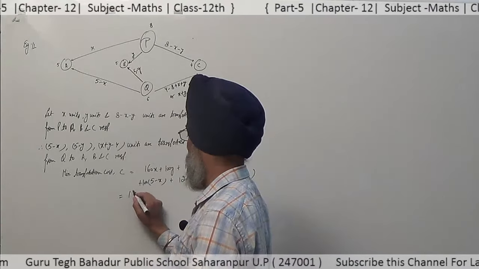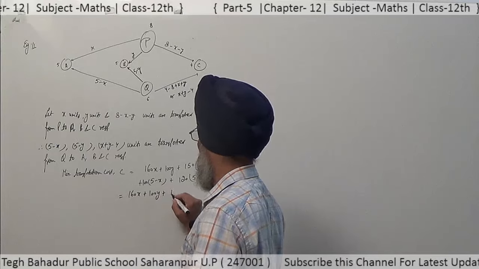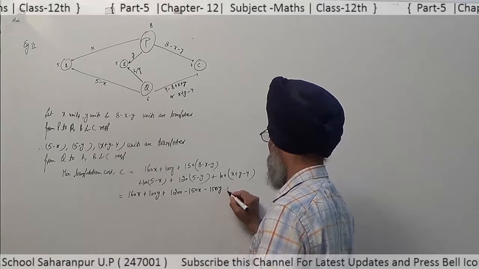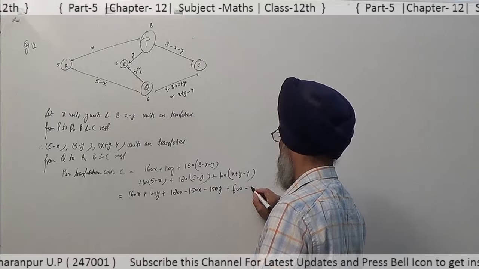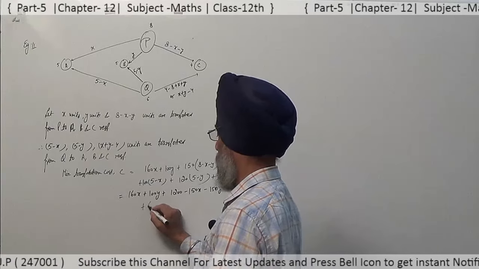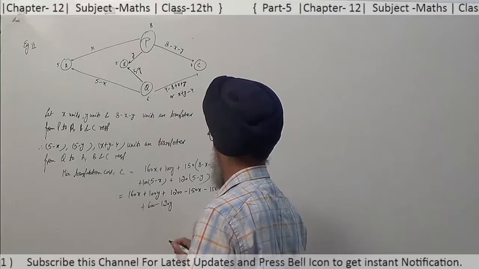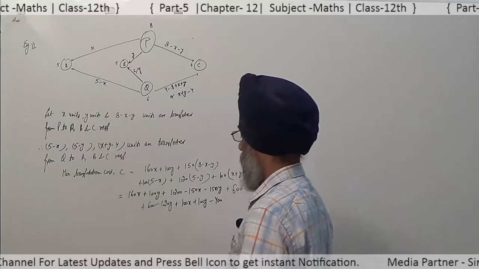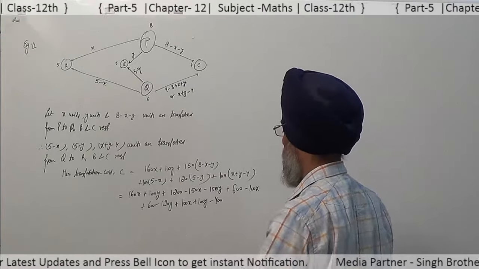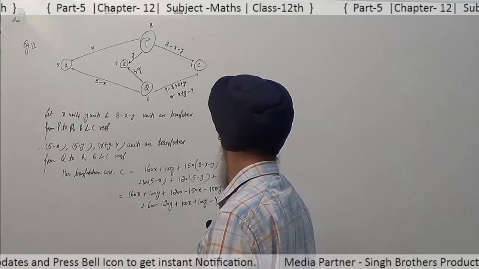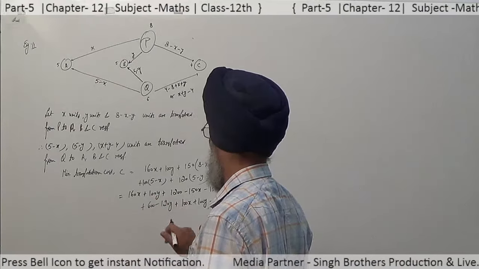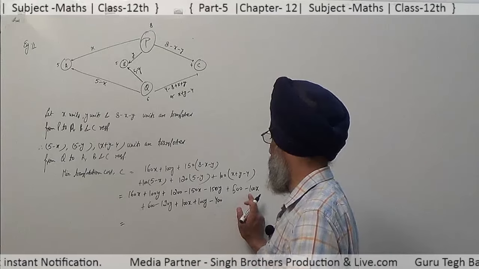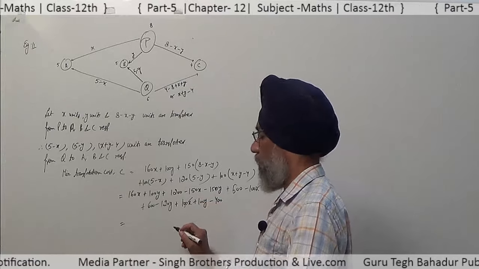Now solving it: 160X, 100Y, 1200 minus 150X, minus 150Y, 500 minus 100X, then 600 minus 120Y, plus 100X plus 100Y minus 400. On solving, what do we get here? It becomes 1200 plus 500 plus 600 minus 400, which is 1900, and for X: 160 minus 150 is 10, minus 100 plus 100 cancels, so the 100X terms cancel. It remains 10X.